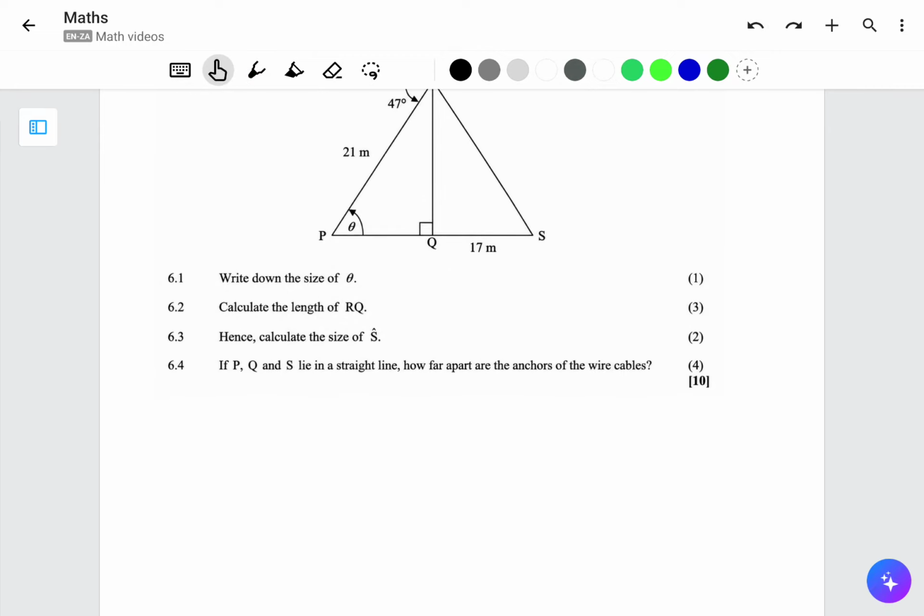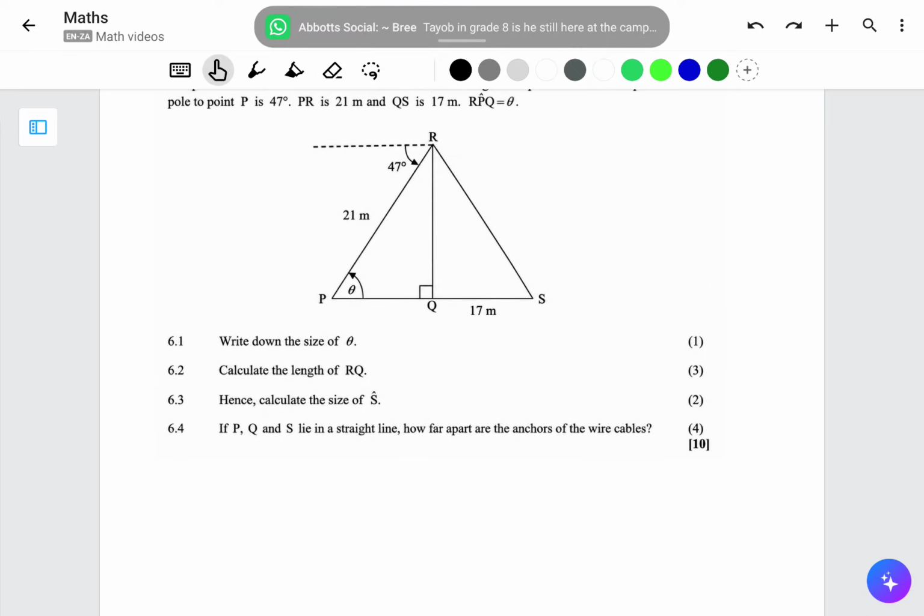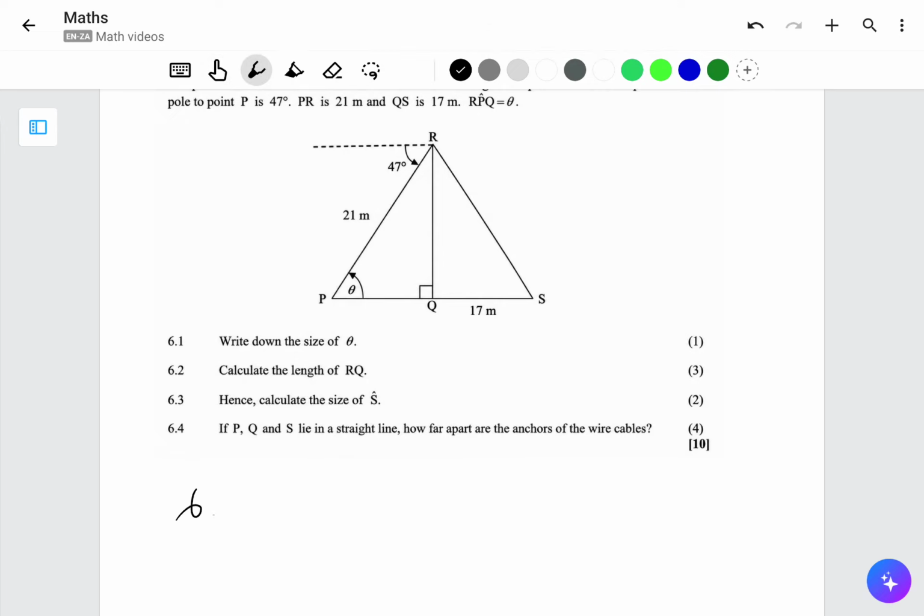So it says here, 6.1, write down the size of theta. So they want to know now what theta is. So let's see what we have, right? We do not have the side here. We do not have the side here. We have an angle which is theta, and we have our hypotenuse, which is 21 meters. So how do I approach this?